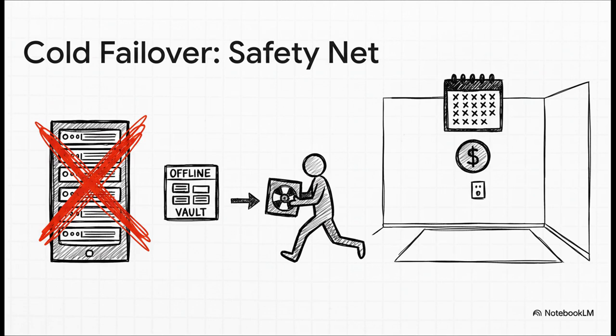And finally, at the completely opposite end, we have cold failover. This is your basic safety net. We're talking about maybe just having a facility with power and cooling and a plan to manually restore everything from offline backups. It is by far the cheapest option, but the trade-off is huge. Recovery is a completely manual, very long process. We could be talking days, even weeks, and the potential for data loss is at its highest.